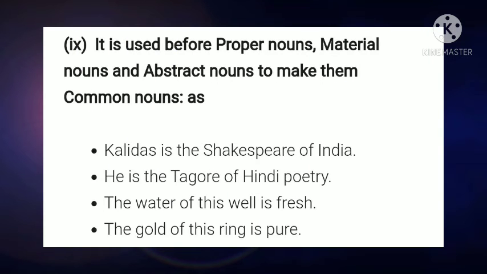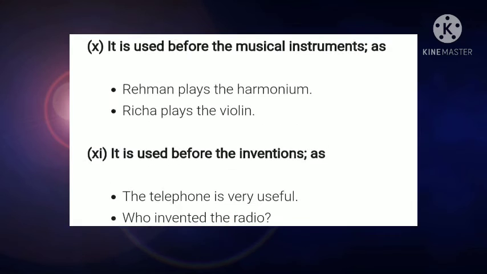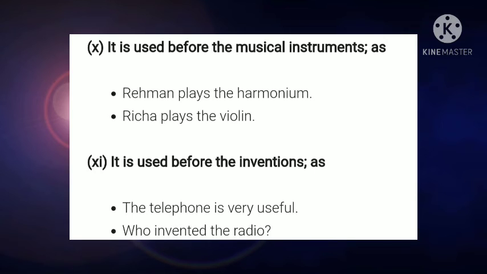It is used before proper nouns, material nouns and abstract nouns to make them common nouns. For example, Kalidas is the Shakespeare of India. He is the Tagore of Hindi poetry. The water of this well is fresh. So when you use the proper noun this way, we have to use the article the. Then see, it is used before musical instruments. Rahman plays the harmonium. Richa plays the violin. Whenever you refer to musical instruments, we have to use the article the.